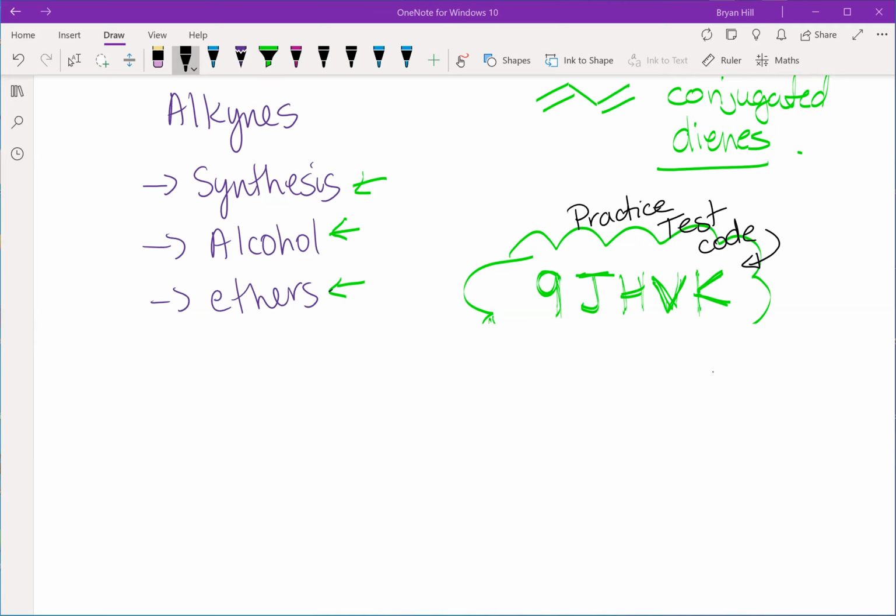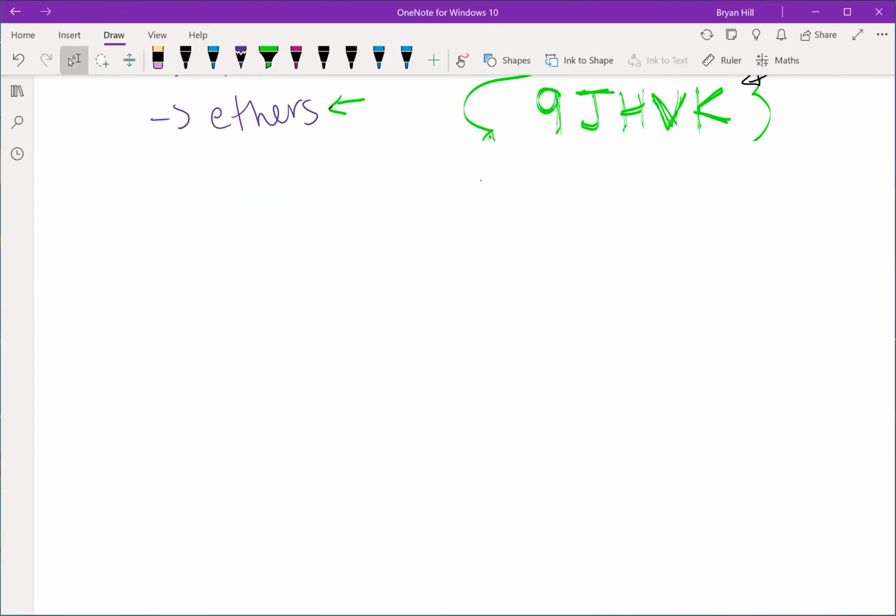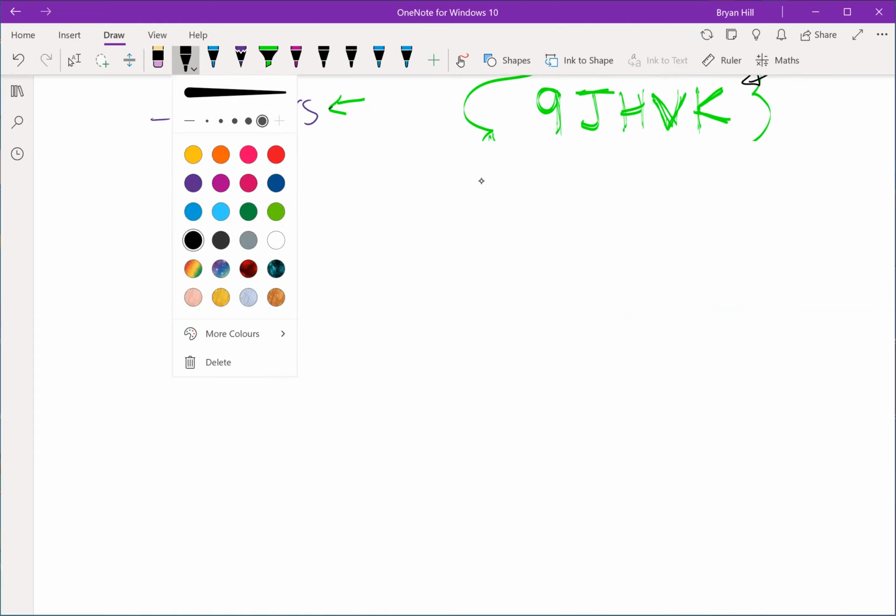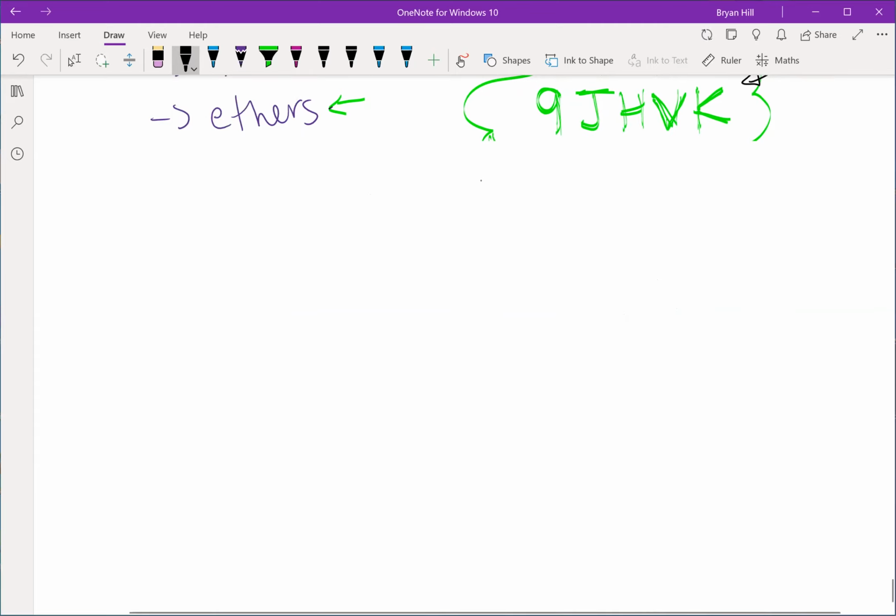Okay, so there's some questions about alcohols. Okay, so there's 2 questions on alcohols. One specifically about Williamson synthesis. So we'll do that one first.